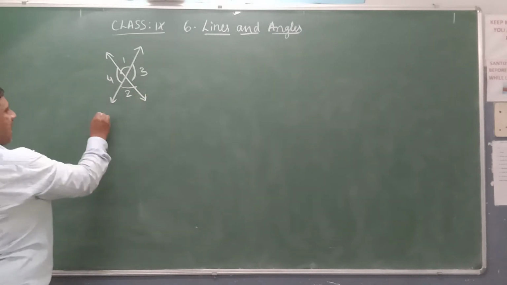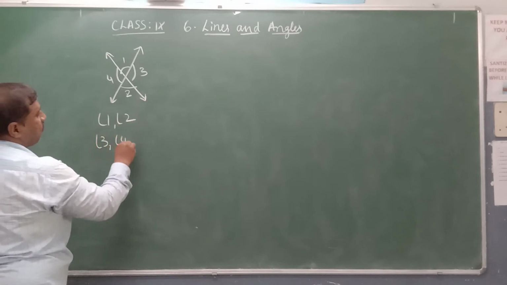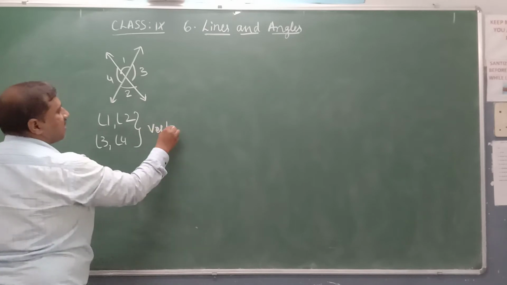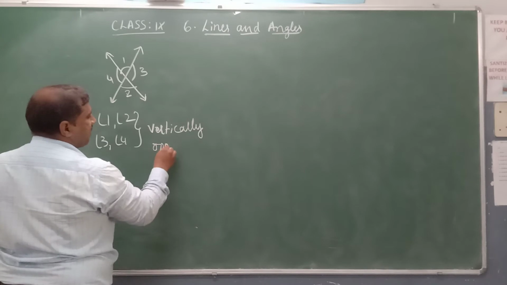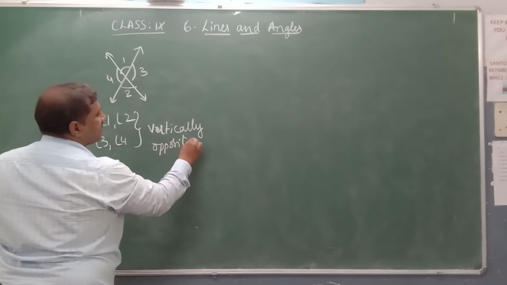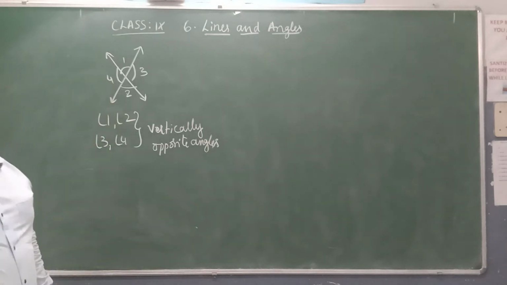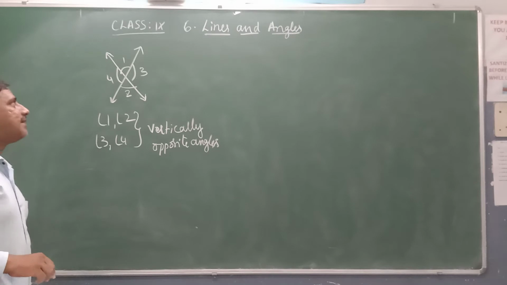That is angle 1, angle 2 and angle 3, angle 4. We call this pair of angles vertically opposite angles. Remember, vertically opposite angles, and we have a theorem about the nature of vertically opposite angles. That is theorem 6.1. We will study in detail its proof and statement.